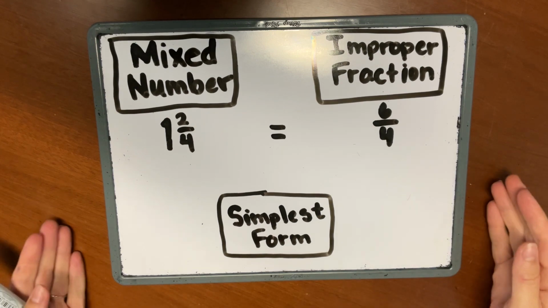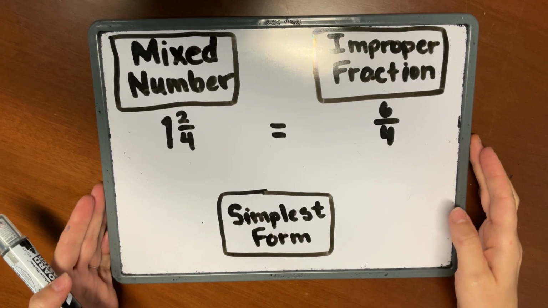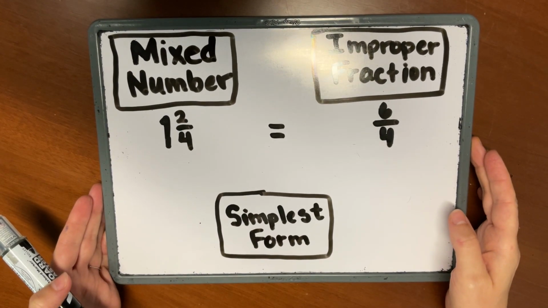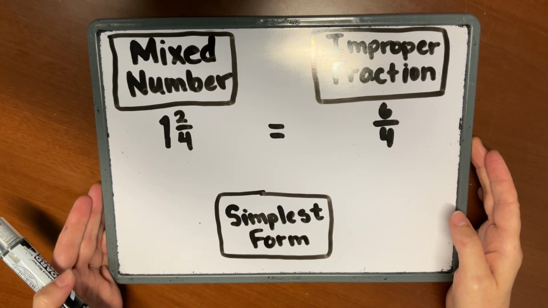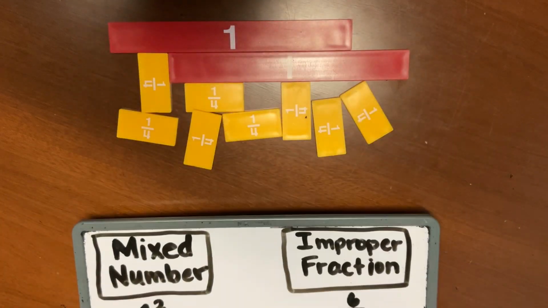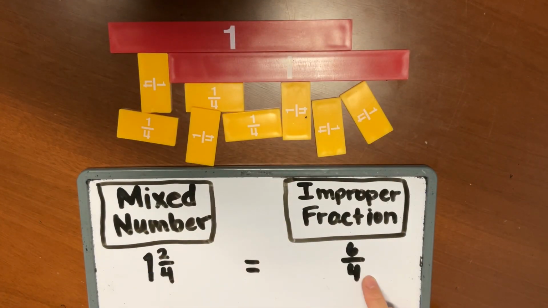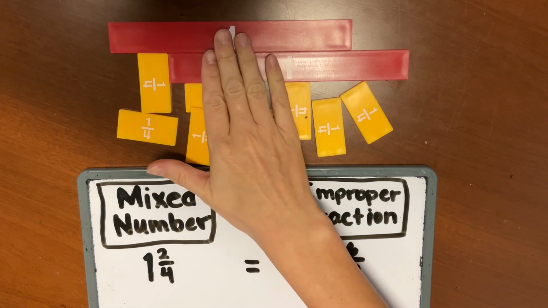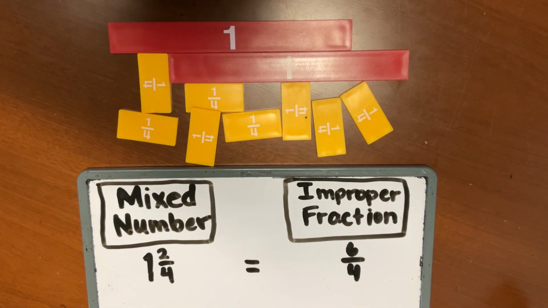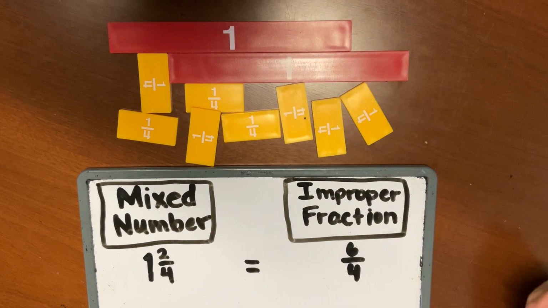Okay, let's first prove that mixed number 1 2/4 is the same as the improper fraction 6/4. I know I'm going to need my fourths because both of them have fourths, and I have a mixed number, so I'm going to need some wholes. Go ahead and get your fraction tiles or fraction strips out and prove to us that these two numbers are equal or equivalent. Pause the video now.